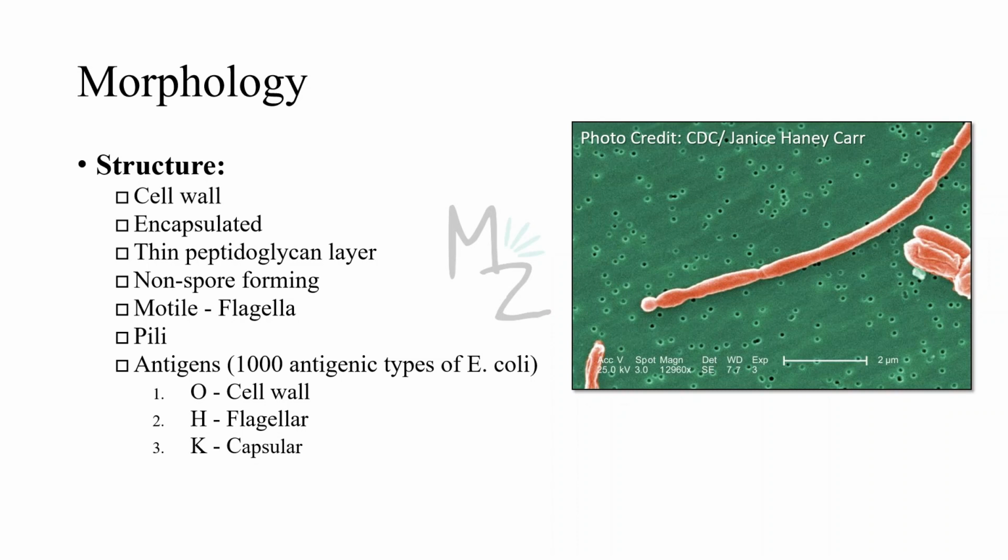Because there are more than 150 O, 50 H, and 90 K antigens, the various combinations result in more than 1,000 antigenic types of E. coli. Specific serotypes are associated with specific diseases. For example, O55 and O111 cause outbreaks of neonatal diarrhea.